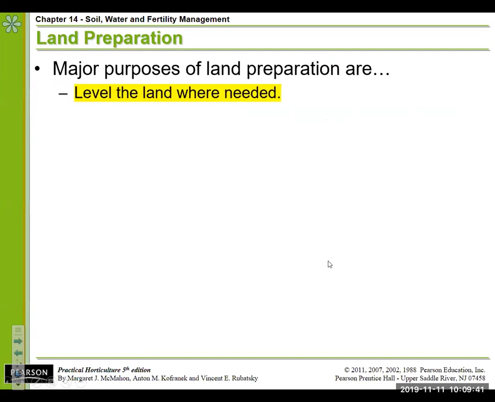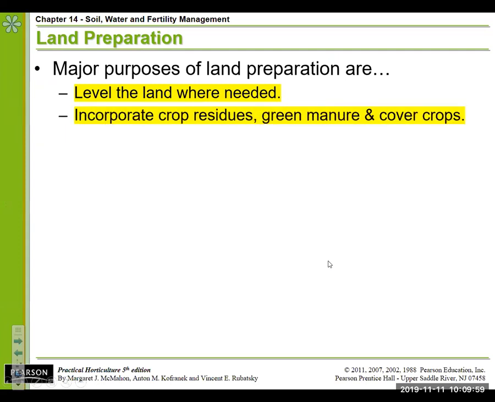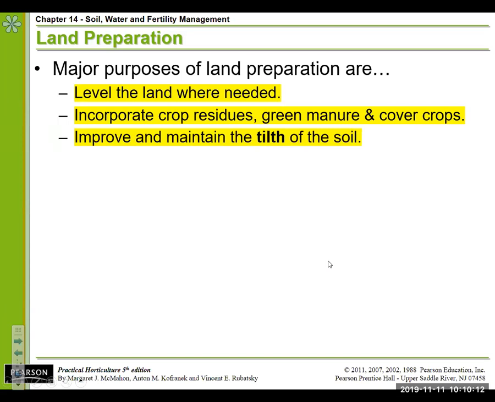In preparing the soil, we're looking at several purposes to actually get optimal crop growth. First thing is just the grading of the soil, trying to get it closer to level so that it's easier to produce crops where needed. We can also incorporate crop residues, green manures, and cover crops through land preparation, actually getting some of those nutrients in a biological form into the soil.